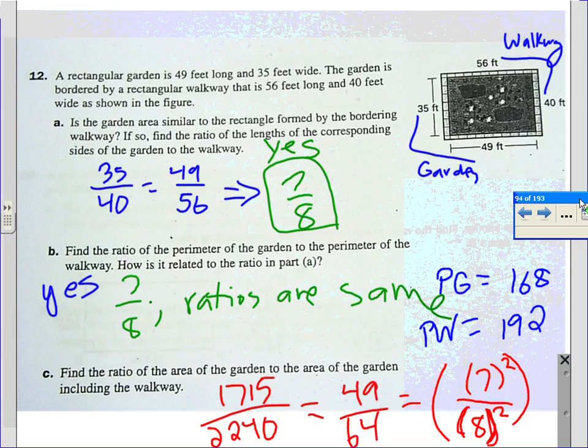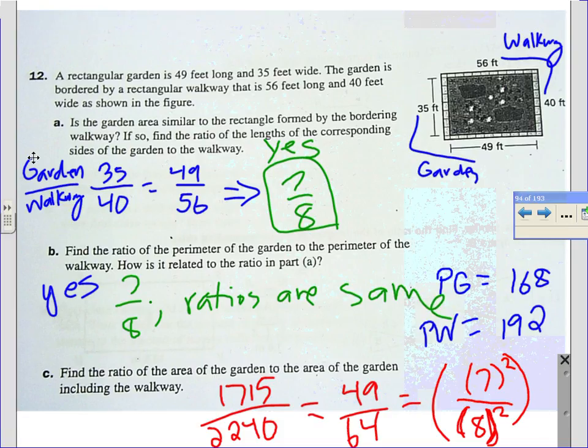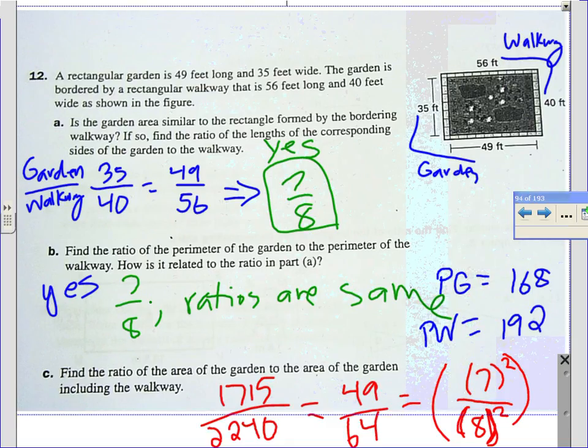Okay, who can answer that? Can anyone answer that for A? Why did we do 35 and 40 and 49 and 56? Annalise, why? Yes. So you're comparing garden and walkway. So, yeah, garden's right here. But the ratio has to be set up as garden to walkway. So this has to be the garden number, this has to be the walkway number. This has to be the garden number, this has to be the walkway number. Garden, walkway. Because your ratio has to be garden to walkway, not garden to garden. Very different. You're not comparing the same thing. Remember, a ratio is comparing two different quantities by definition. You're never going to compare the same thing.